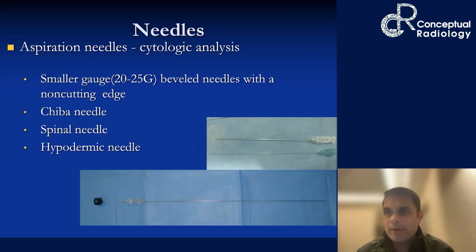Chiba needles are slightly longer. So if you wanted to go deeper, the idea behind the Chiba needle is that they are available in longer lengths. This is something around 9 centimeters. So this is a 9 centimeter LP needle, and Chiba needles can go up to 15, 20 centimeters. This is a 23 gauge needle.